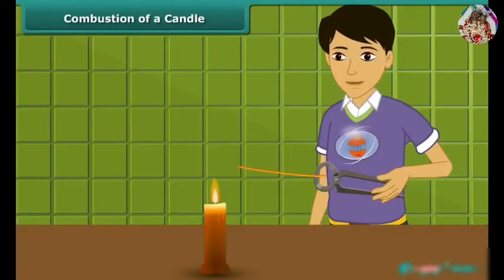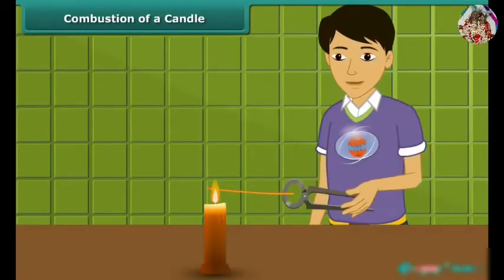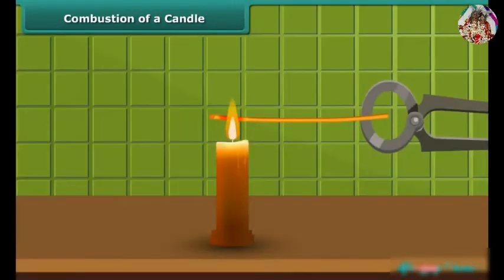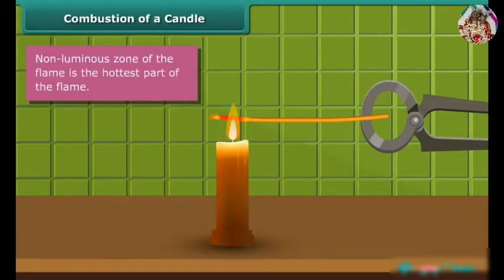Rohan is holding a thin long copper wire inside the flame with the help of pair of tongs. The portion of the copper wire just outside the flame is getting red hot. This indicates that the non-luminous zone of the flame is the hottest part of the flame.